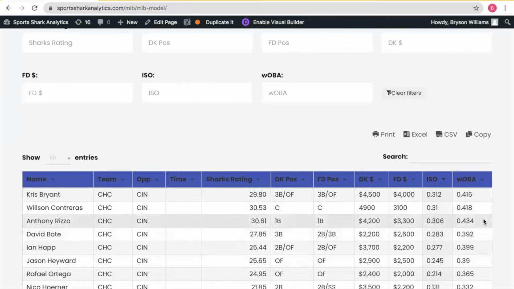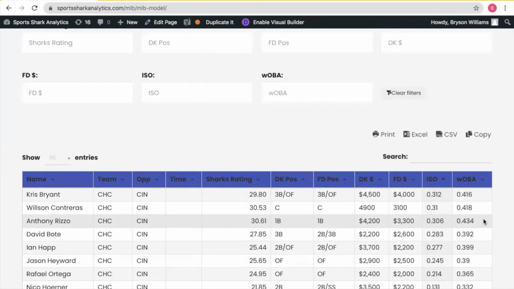Now wOBA is your weighted on base average. That's more for your singles, your walks, stuff like that. Those guys have a high metric to at least get you some type of points. This is more for your cash games, to give you a high floor.